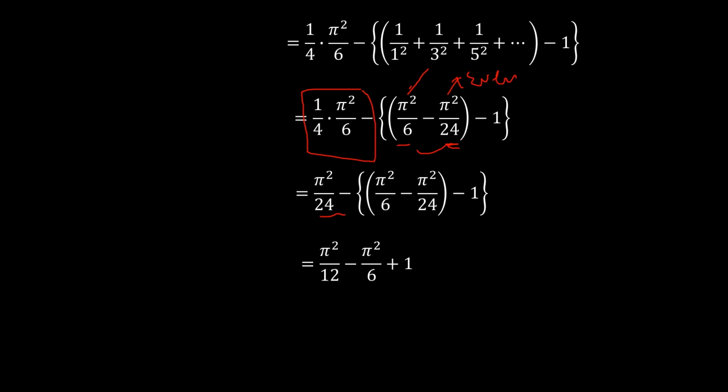And then since we have pi squared over 6 here, we'll just keep the minus 6, and the minus and minus here amounts to a plus here. So pi squared over 12 minus pi squared over 6 is what we see here, and then when you perform that, this becomes negative pi squared over 12. So we have now this positive 1 minus pi squared over 12, and this is the final answer.